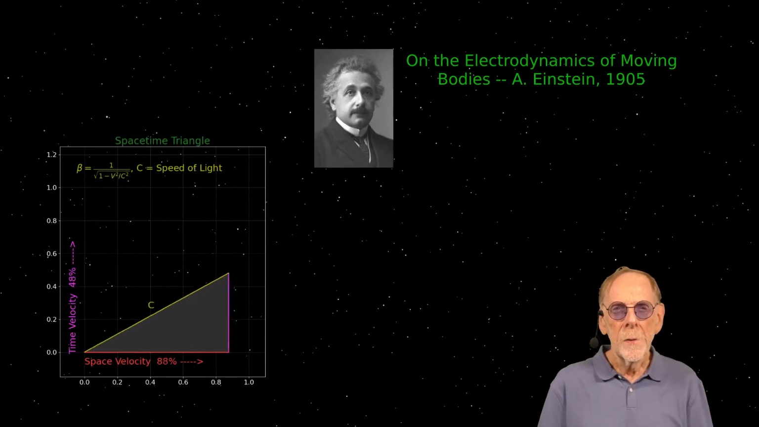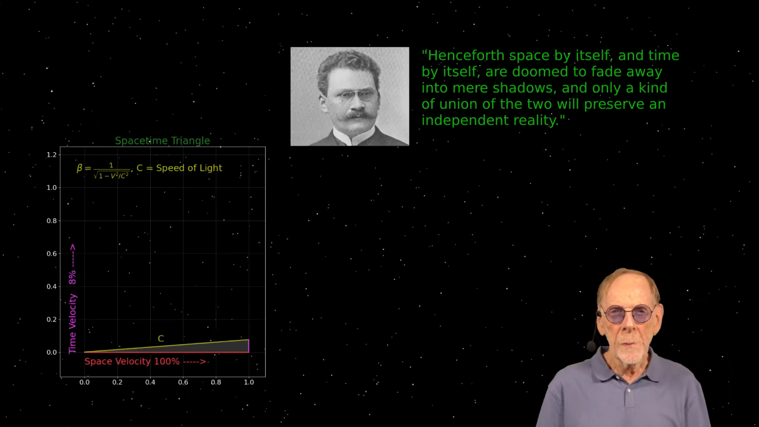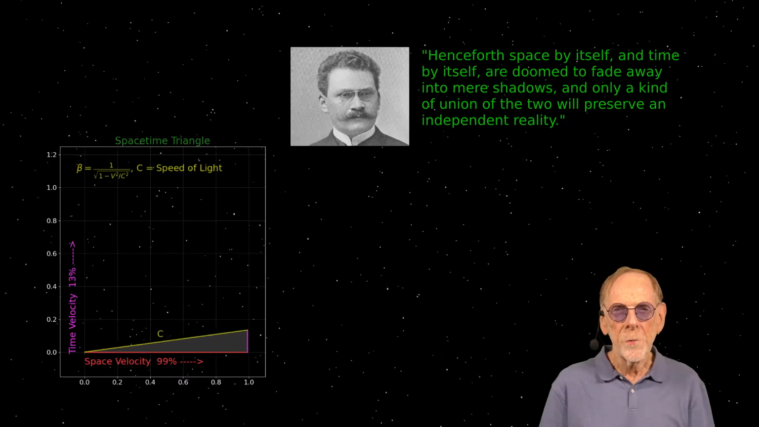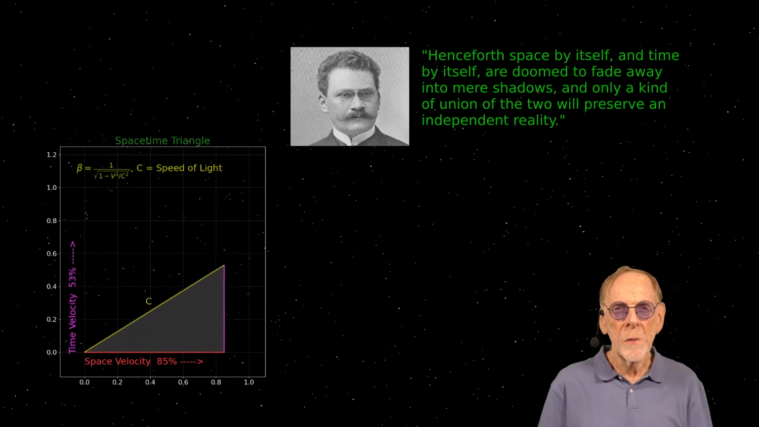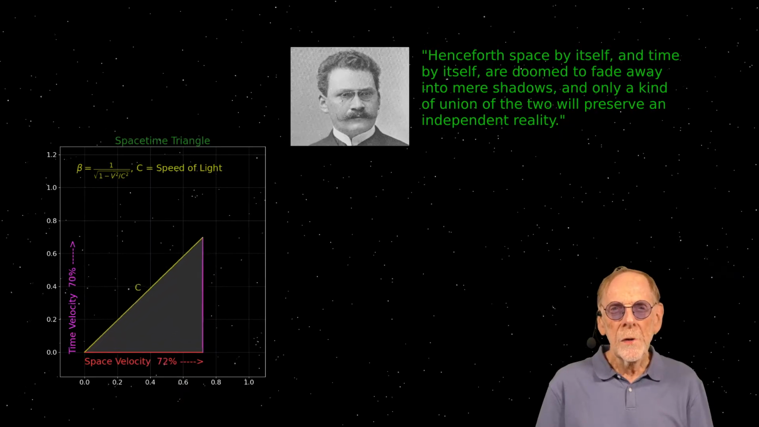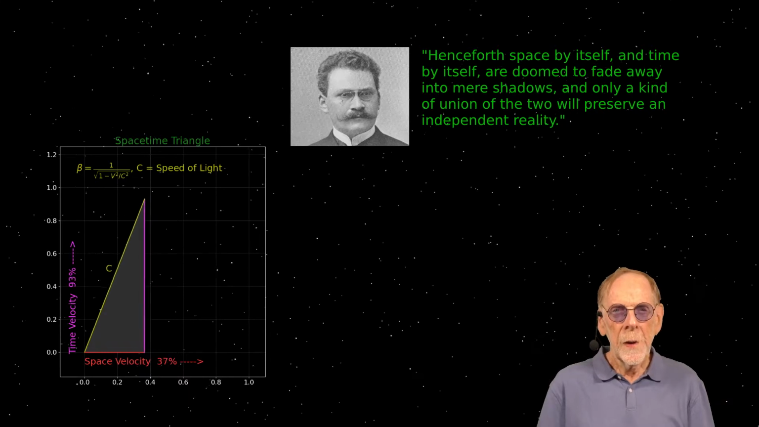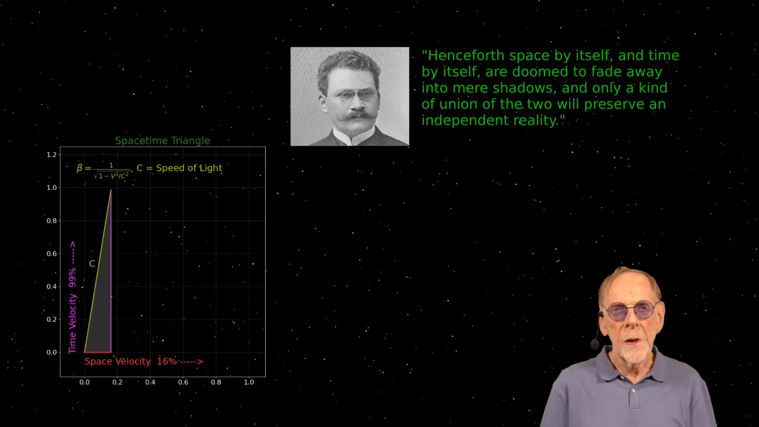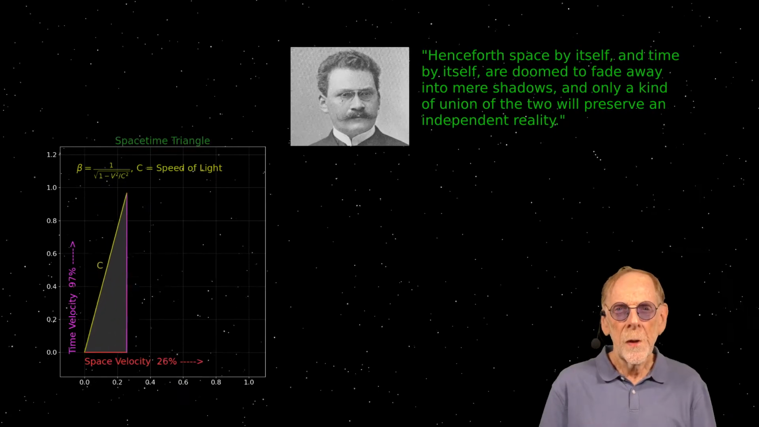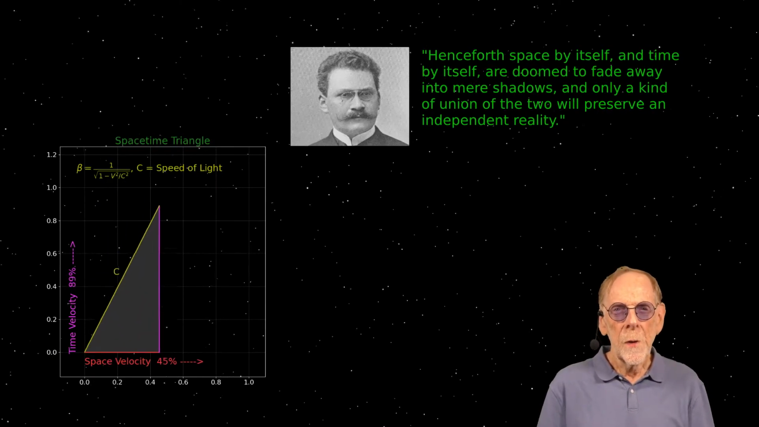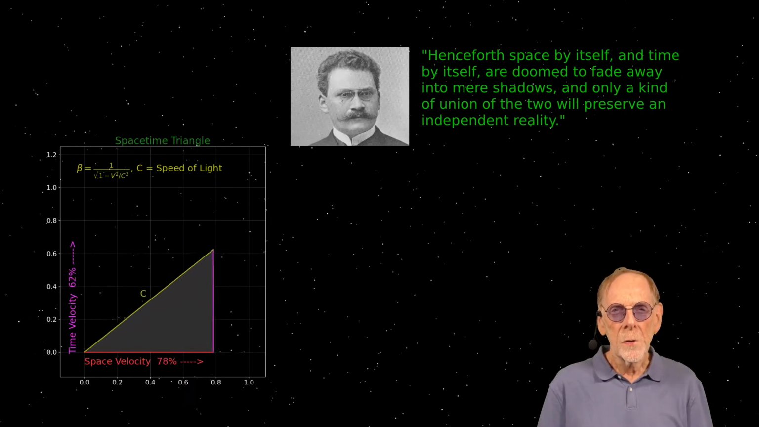Now get this. When Hermann Minkowski, Einstein's math teacher, saw Einstein's paper, he realized it could refer to a 4-dimensional geometry consisting of 3 space dimensions and 1 time dimension. Minkowski independently developed this idea and later famously said, "Henceforth, space by itself and time by itself are doomed to fade away into mere shadows, and only a kind of union of the two will preserve an independent reality." Minkowski called it spacetime.